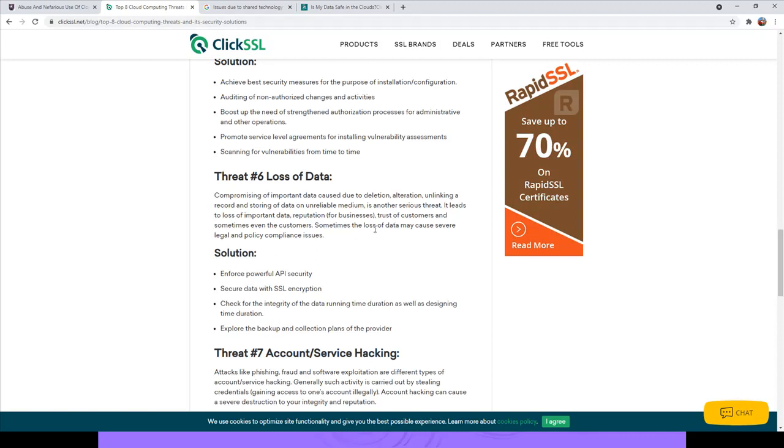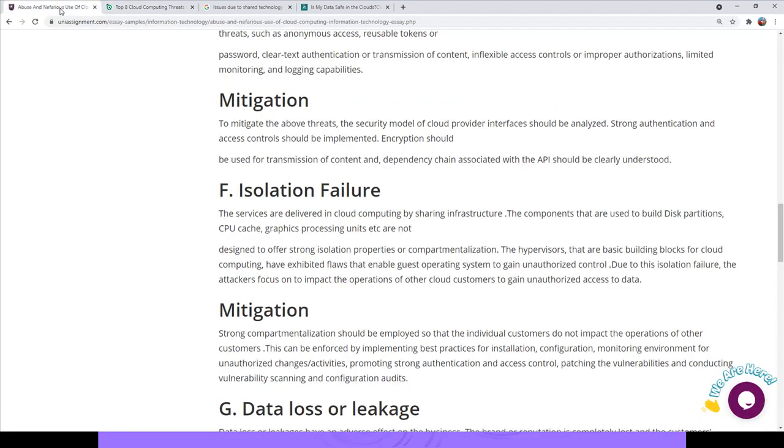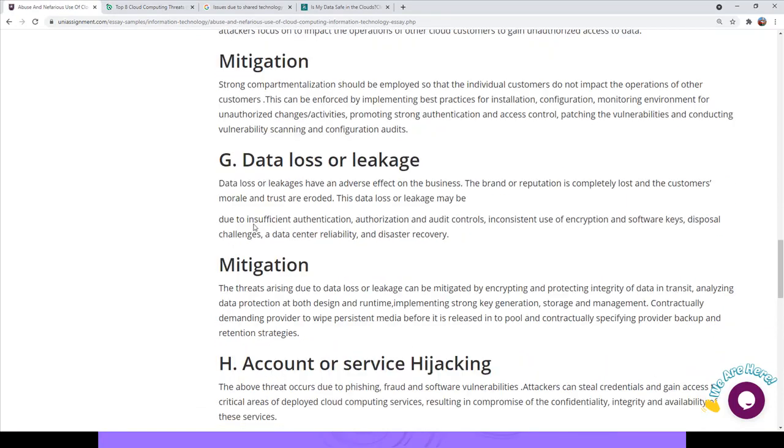And if data loss occurs, it may cause severe legal and policy compliance issues. The customer can take severe action. So data loss or leakage has an adverse effect on the business. While storing or handling the data, if any data loss occurs, the cloud service provider would lose the trust of the customers. The brand or reputation is completely lost, and the customers' morale and trust are eroded. The customers no longer trust the cloud service provider.